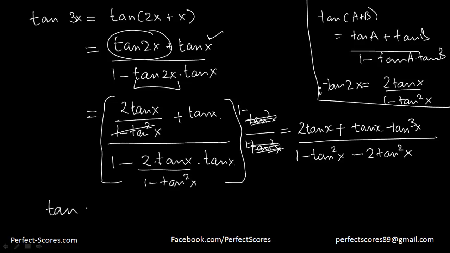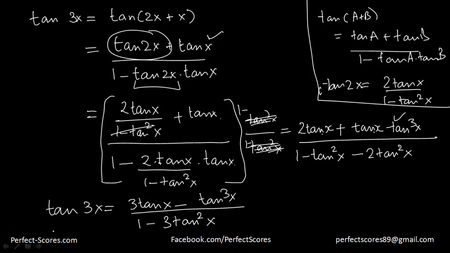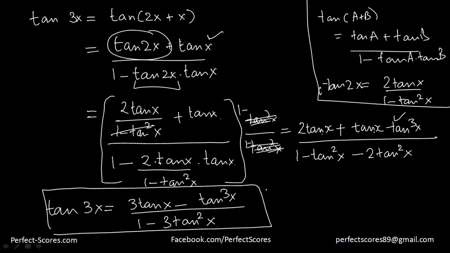So tan 3x is going to be equal to 2 tan x plus tan x, which is 3 tan x minus tan cube x, over 1 minus 3 tan square x. So that is the important expression that you need to know when it comes to tan 3x. I suppose you're understanding this point here, guys. These are very, very important results which will help you a lot in your future preparation for any exam that you're doing.